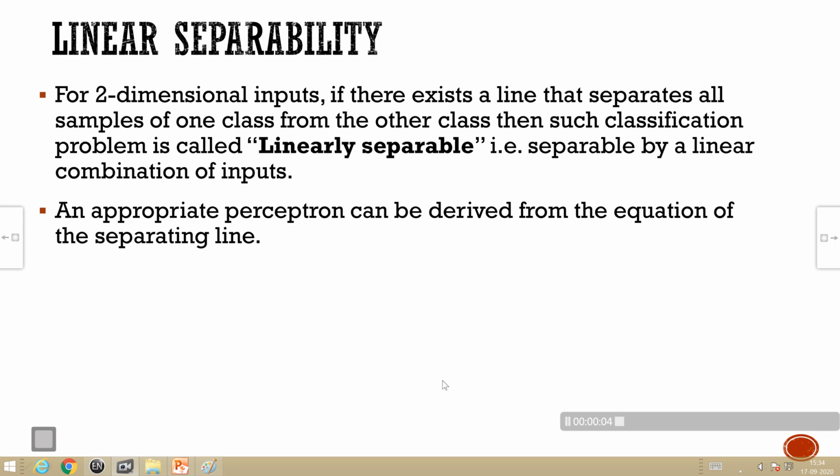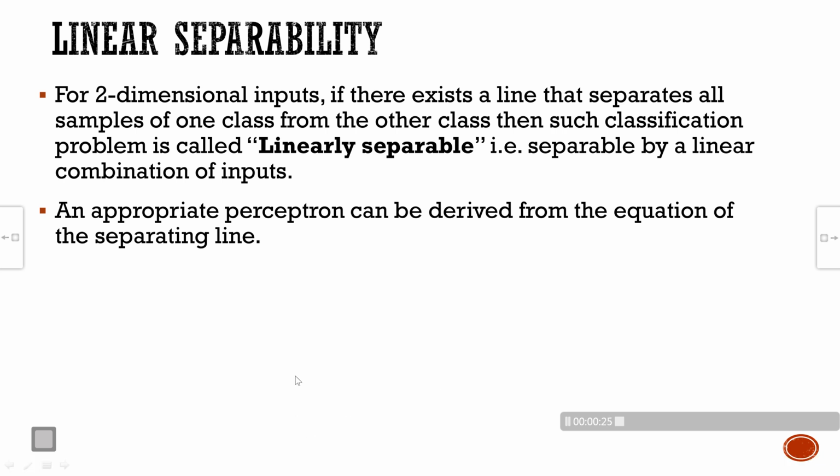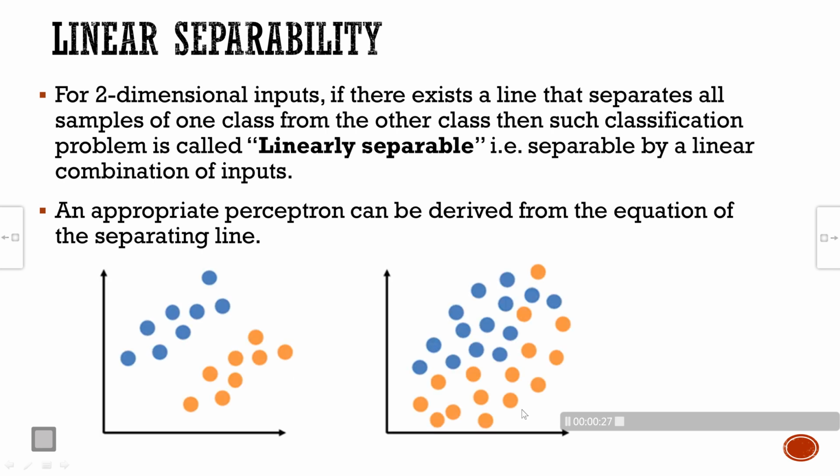Okay, today we shall have a look at a very important concept in neural networks, that is linear separability. For two-dimensional inputs, if there exists a line that separates all the samples of one class from the other class, then such a classification problem is called linearly separable. So we shall take an example and see.